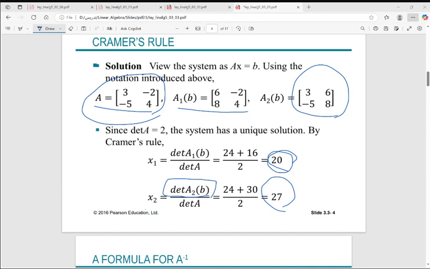You mean the system has either no unique solution, or infinitely many solutions? Yes, no, it doesn't have a unique solution. So Cramer's rule is not applicable. When the determinant of A is 0, then Cramer's rule is not applicable. Okay, doctor, thank you.